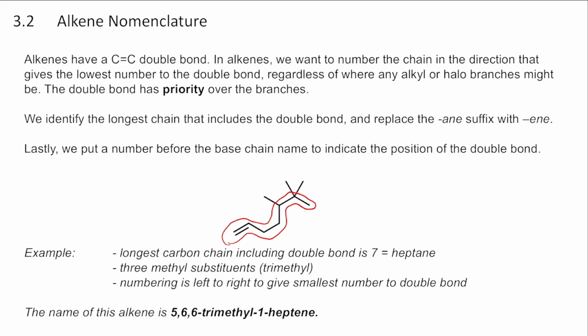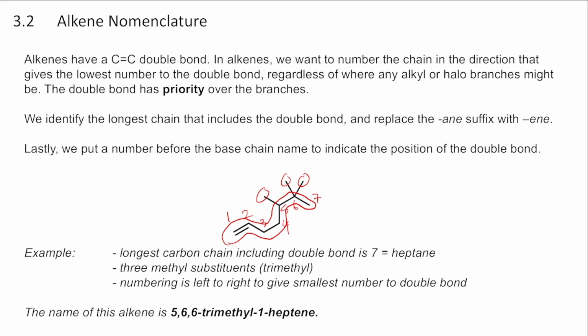Now in alkenes, we can have branches as well, like you see here. We have methyl, methyl, methyl, which would be a trimethyl. But when we're numbering these things, we have to give priority to the alkene. So the lowest number doesn't go to the first substituent we see. We have to number it from the direction that gives the lowest possible number to the carbon-carbon double bond. So that's going to be starting from the left here, which is 1, 2, 3, 4, 5, 6, 7.